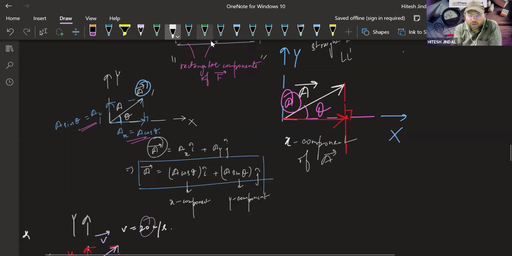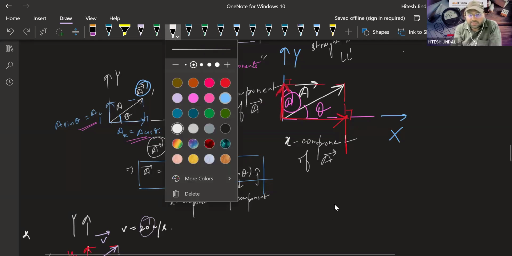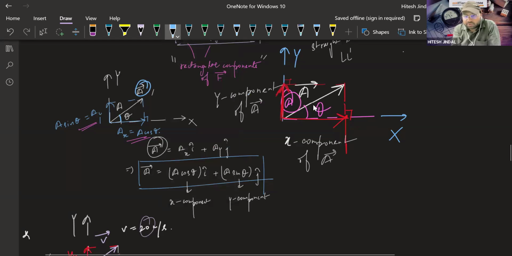How to find the y component? I have to draw a perpendicular to the y-axis. Then this vector becomes the y component of vector A, right? Saeed, you please see this. I'm telling this for you.